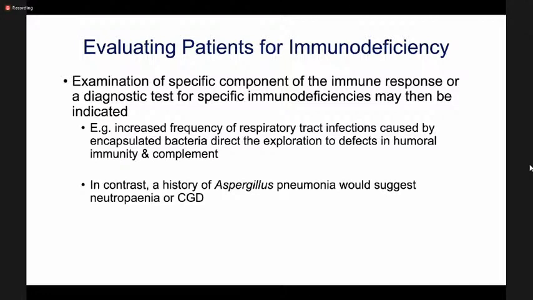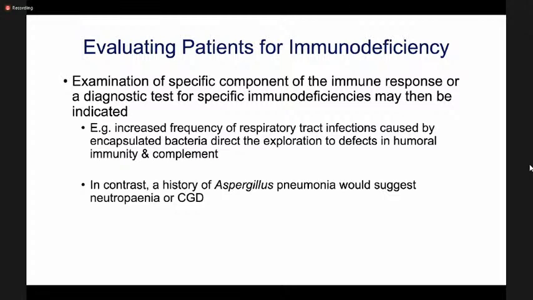Just as an example, if you have a patient who has an increased frequency of respiratory tract infections, and from your microbiology you're able to isolate encapsulated bacteria, for example, strep pneumo, and this is a patient who has been vaccinated, for example, if it's a child, then you start thinking of either an antibody deficiency or a complement deficiency. So those are the things that you would test for. You really wouldn't start thinking of a cellular immunodeficiency or a phagocytic deficiency because you have sufficient clues from your history, your physical exam, and your initial laboratory testing.